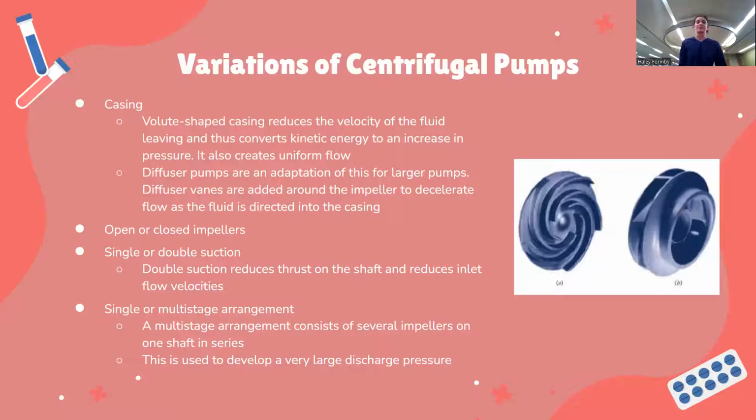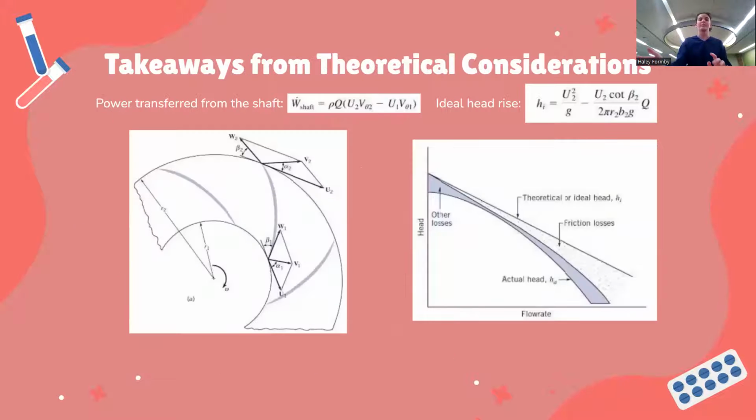And then there are single and multi-stage arrangements. A multi-stage arrangement consists of several impellers on one shaft in series, and this is used to develop a very large discharge pressure. When it comes to centrifugal pumps, there's also math involved, and some of the key takeaways are this equation for work done by the shaft and the ideal head rise. And you can see the relationship shown below.